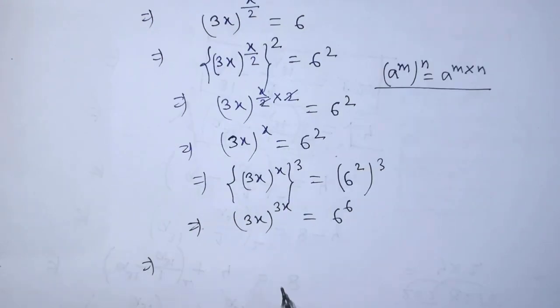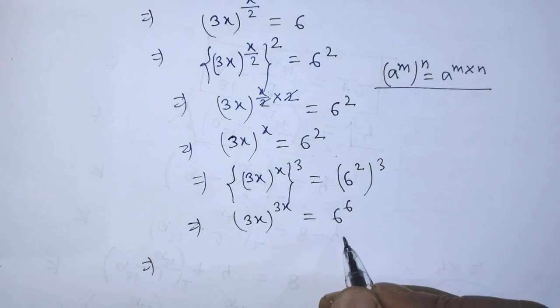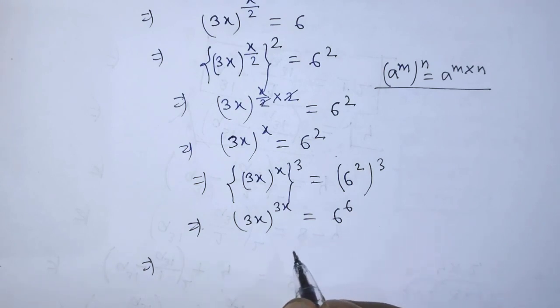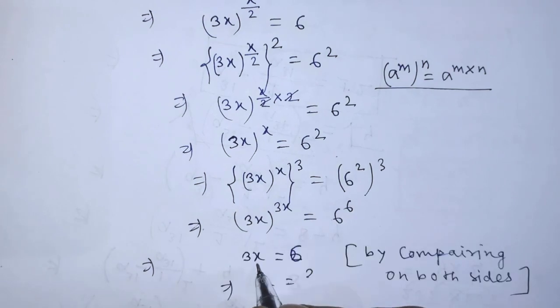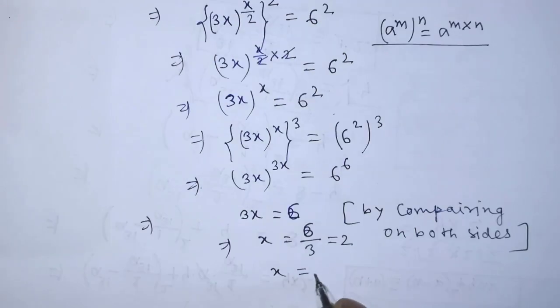So students, now we have to compare on both sides of this equation. So after comparing on both sides of this equation, we can write 3x is equal to 6. After that, we have to transpose 3 from left hand side to right hand side. So we can write from this equation x is equal to 6 over 3, that is 2. So students, the value of x will be 2. So this is our final answer. So students, our answer is complete.